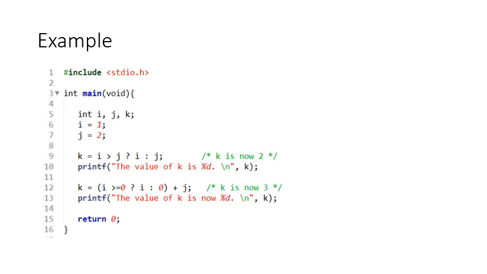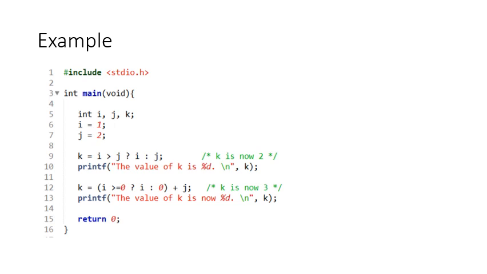Okay, so in here, let's check first, is i greater than j? False. Since it is false, the value of k will be equal to j. And since j is equal to 2, k is now 2.